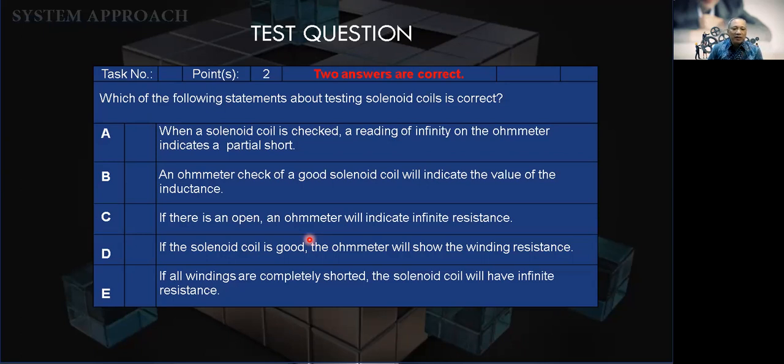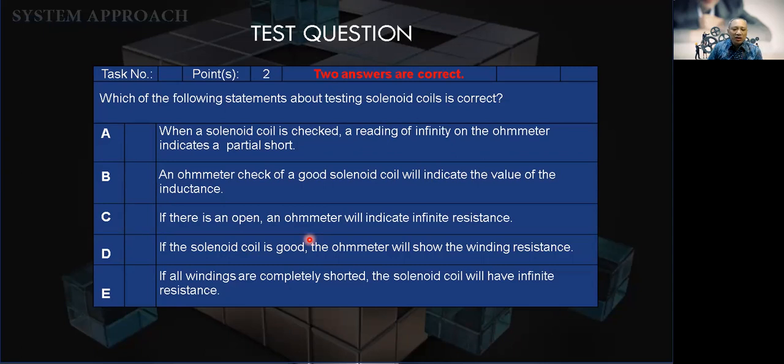B, an ohmmeter check of a good solenoid coil will indicate the value of inductance. Well, an ohmmeter is checking ohms, not checking inductance. So it's not correct. C, if there is an open, an ohmmeter will indicate infinite resistance. I just mentioned it when we were answering A. So C is correct.